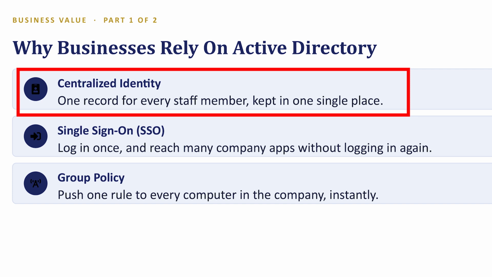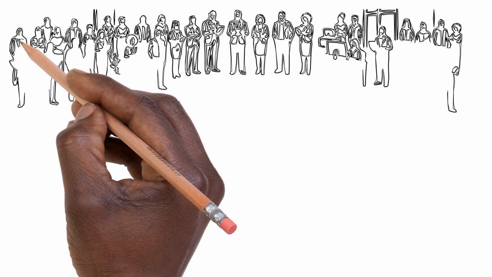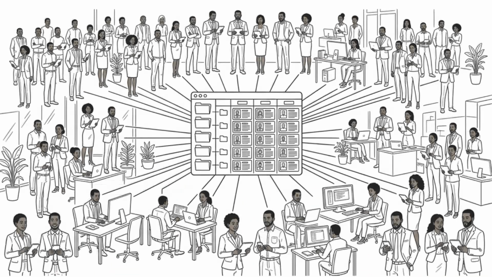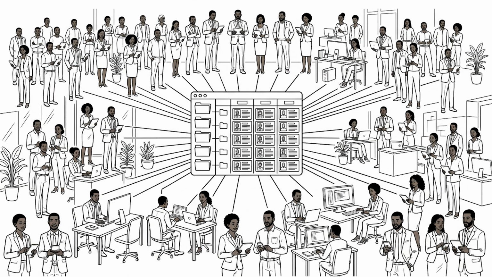Number 1, centralized identity. The slide says one record of every staff member kept in one single place. Imagine a company with 5,000 employees again. Instead of identity information being scattered across individual computers, a centralized directory service provides a structured place to manage identities.